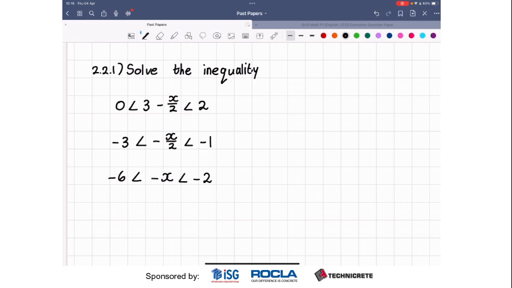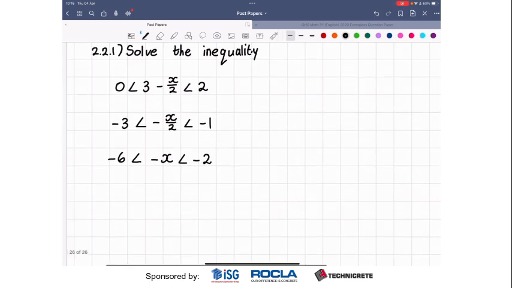But remember that I'm solving for x and not for negative x. So I've got to multiply the middle bit by negative 1 to get this to be positive. And I have to remember that when I'm working with inequalities, if I multiply or divide by a negative number, the inequalities have to change direction. So my inequalities are changing direction. They're now going to look like this.